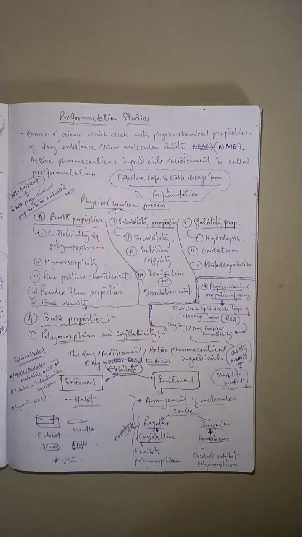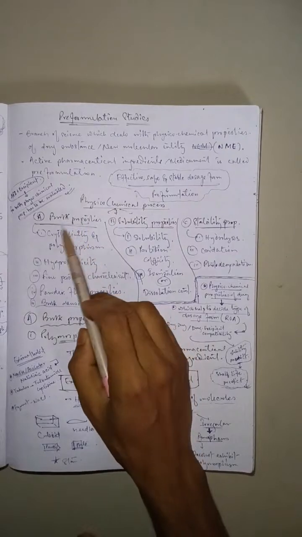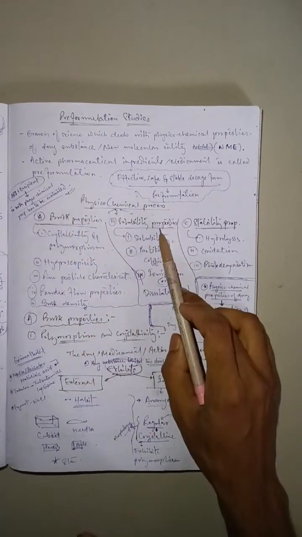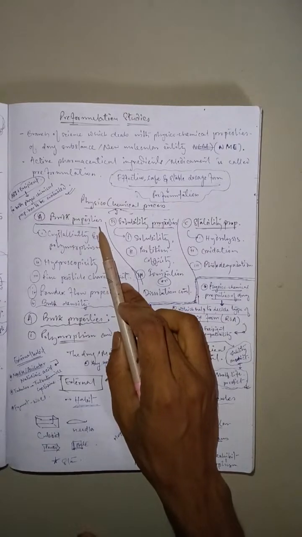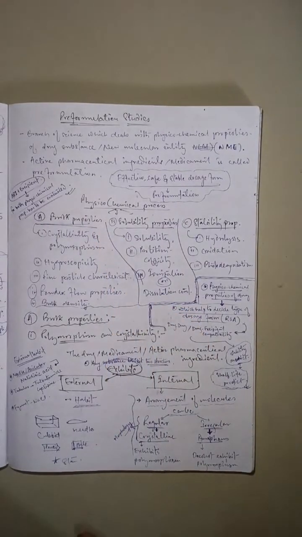Okay, now the most important point we are going to learn is what the physicochemical properties are. So physicochemical properties are mainly of three types. Number one, bulk properties; number two, solubility properties; number three, stability properties. In bulk properties you will see the totally large amount.